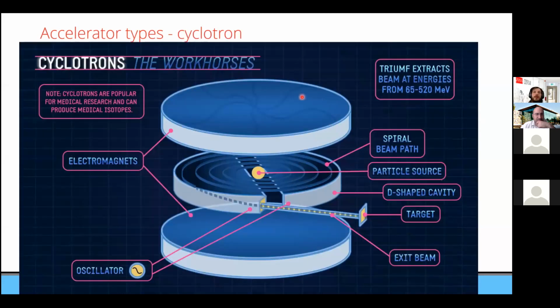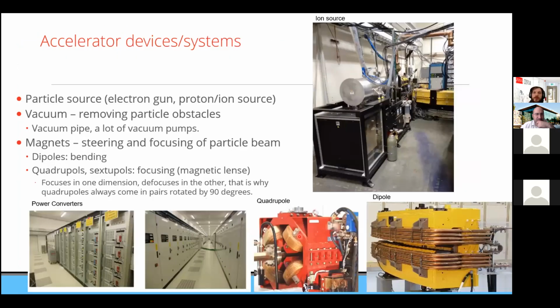The last one is the cyclotron. A cyclotron is an accelerator that has two big electromagnets on each side, and you have the particle source in the middle. When you shoot the particle in, the particles start to bend in this pipe and are accelerated through these cavities. That's a really simplified version of it.